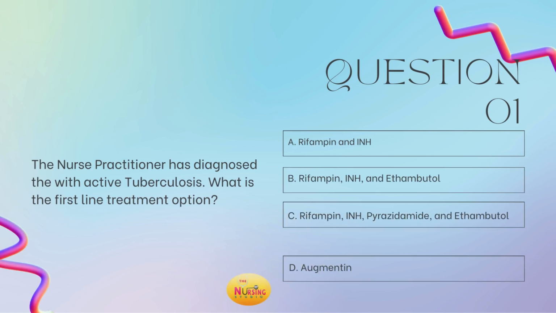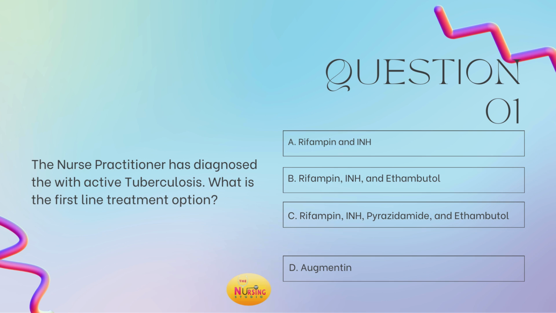Now, we've been on our antibiotic kick and series, and I'm just going through the systems as promised to help you apply it. So now we're hitting tuberculosis, all right? Still in the respiratory system. Question number one states the nurse practitioner has diagnosed the patient with active tuberculosis. What is the first line treatment option? Is it A, rifampin and INH? Is it B, rifampin, INH, and ethambutol? C, rifampin, INH, pyrazinamide, and ethambutol? Or D, Augmentin? Take a moment and tell me what you got.